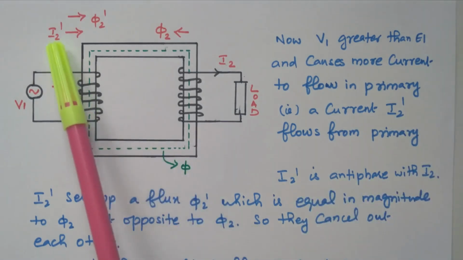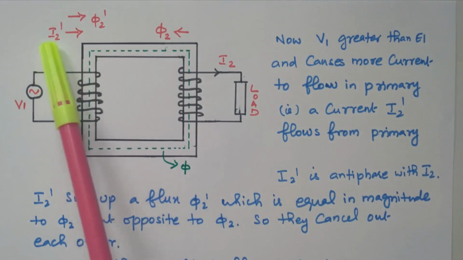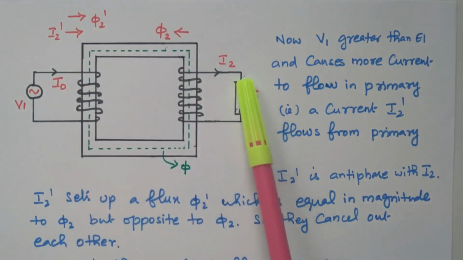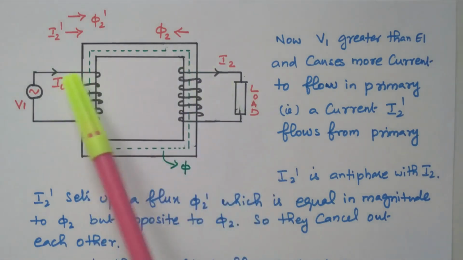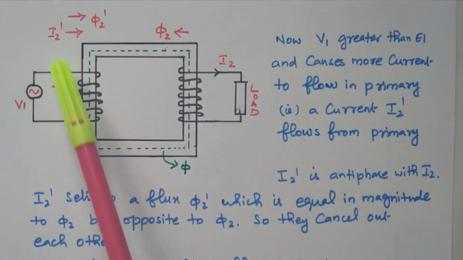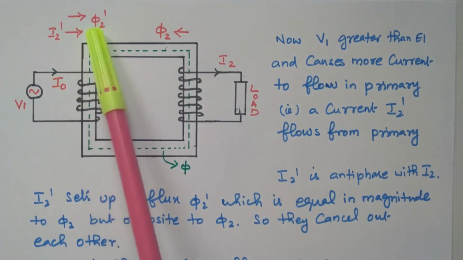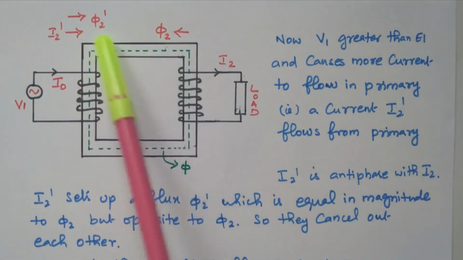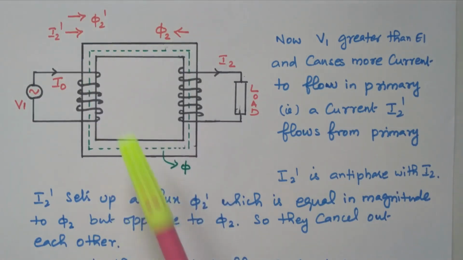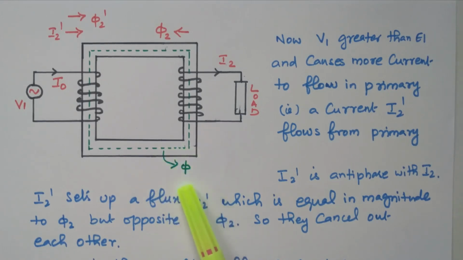See the direction, this I2 dash is flowing in this direction, so I2 and I2 dash oppose each other. This I2 dash will produce its own flux phi 2 dash. See the direction of phi 2 and phi 2 dash, both are in opposite directions. So it will cancel each other. So what will happen? The main flux phi remains constant. So that is our important thing. The main flux remains constant.